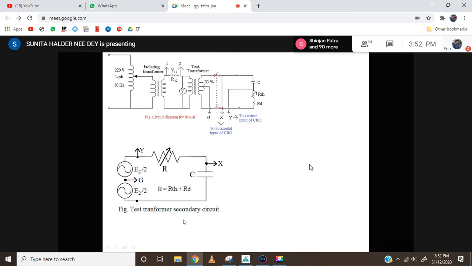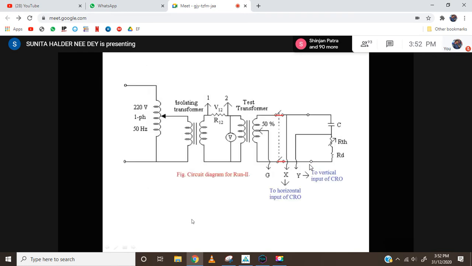Ma'am, can you explain the significance of using RD and RTH? Actually, we need a series RC circuit with a variable resistor, right? So the resistance must be varying. In the laboratory, with one resistor we cannot get the desired result, so for that reason we need two resistors. One is a rheostat, that you have seen in your first semester lab. Have you seen a rheostat? Yes, ma'am. And another is a decade resistor.